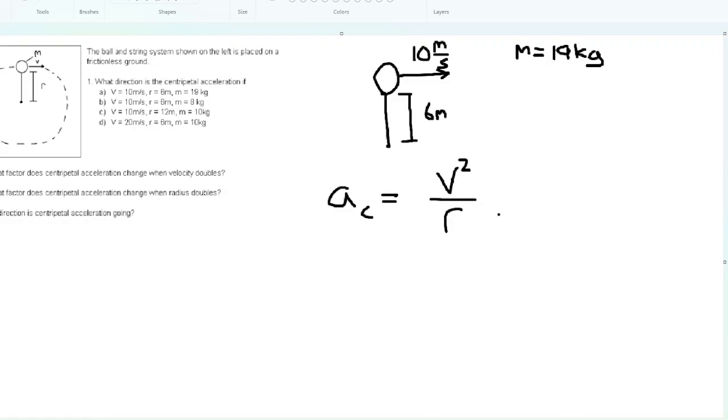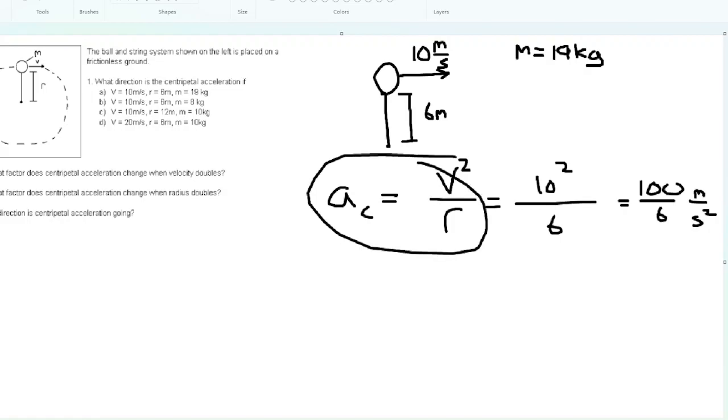So if we use this, we can calculate that the centripetal acceleration, in this case, is going to be 10 meters per second squared over the radius, which is 6, so we get 100 divided by 6, which for right now is good enough. This is the centripetal acceleration that you should have gotten. Now, what about mass? In this case, mass is not needed because this is the formula for centripetal acceleration. All we needed was velocity and radius.